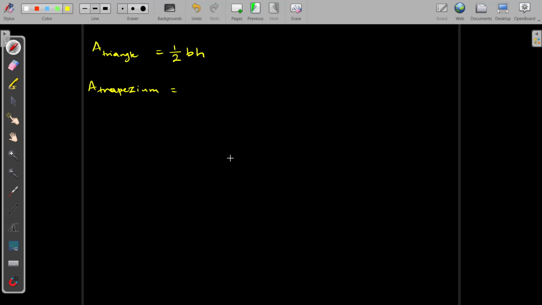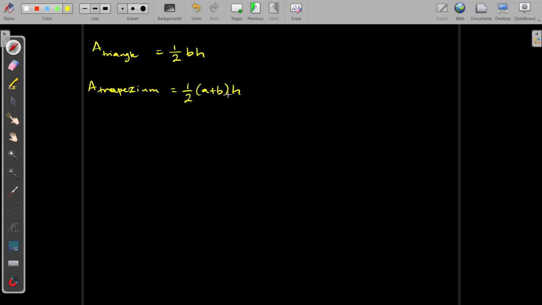Area for trapezium? Half the sum of the parallel sides and multiply that by the distance between them. That's the height. So it's half (A plus B) H.